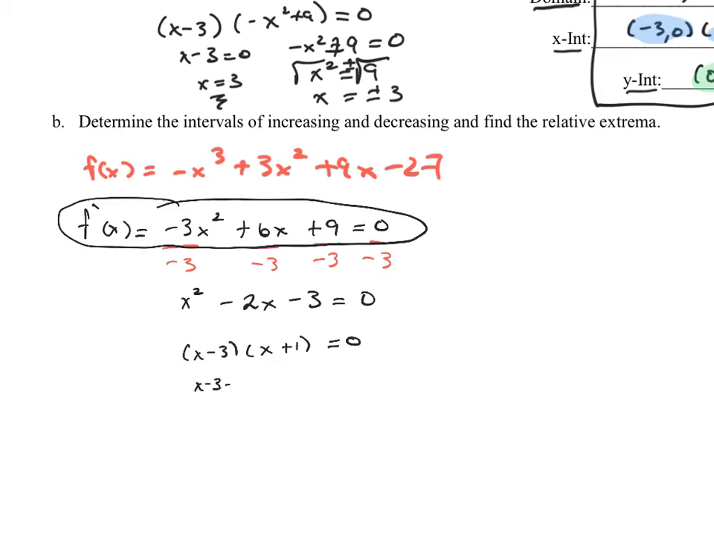I set each one of those factors equal to 0 and solve. I end up with x equals 3. And on the second equation, I'd end up with x equals negative 1. Again, these points right here are called my critical values. Those are the points where the first derivative is set equal to 0.